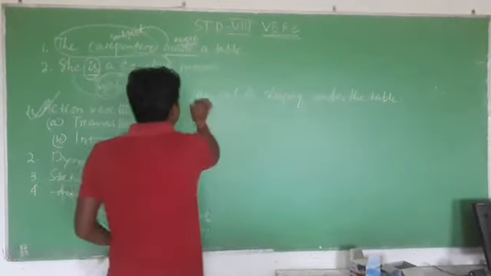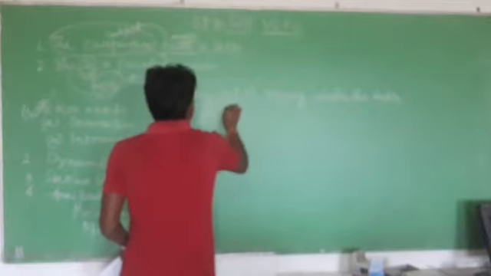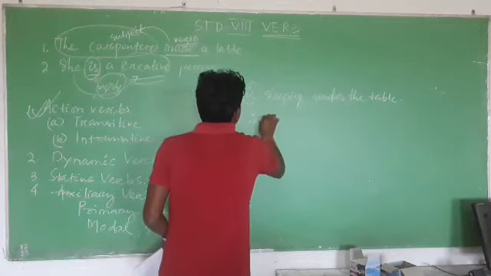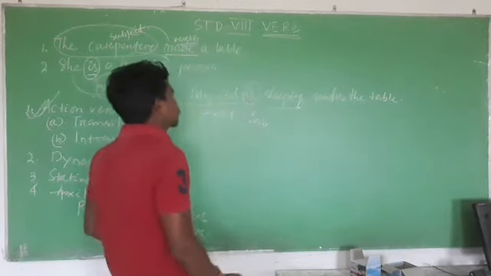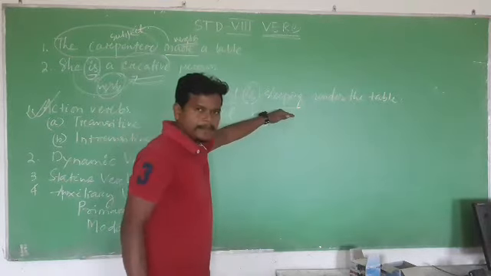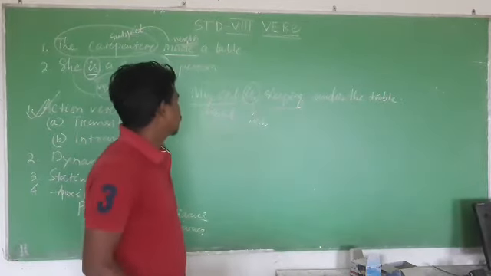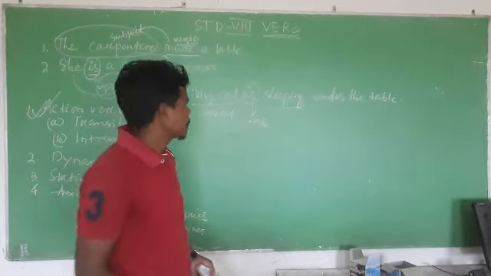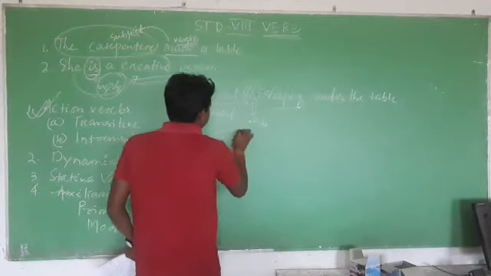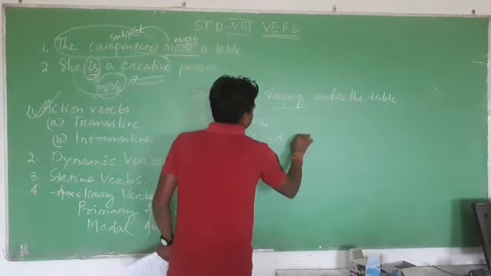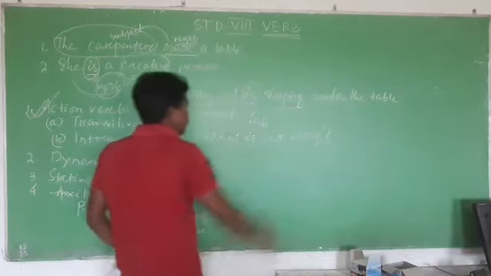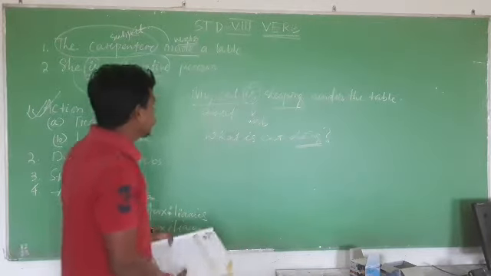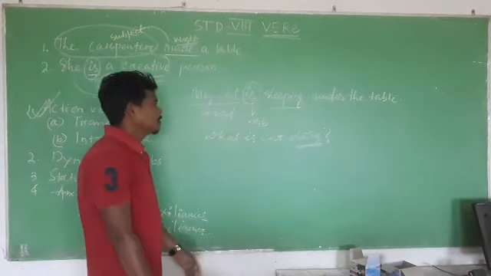See here, who is the subject? My cat is the subject. The verb is is plus the main verb with ing. What is she doing? Sleeping. So what is the action? It's sleeping. Who is sleeping? The cat. You can ask, what is the cat doing? The cat is sleeping. Doing means some action it must be doing. So the cat is sleeping under the table.